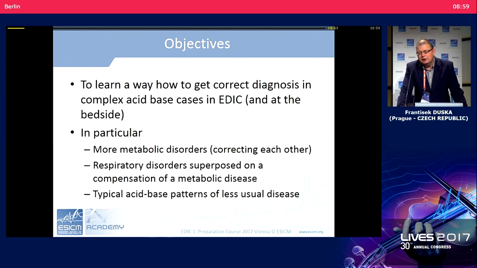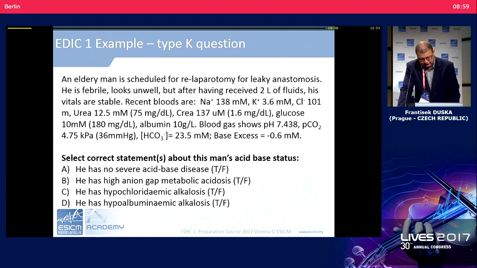Let's have a look at how we can distinguish combined disorders in acid-base patterns. Some questions were bread and butter, simple, straightforward answers, DKA and these things. But those that can perhaps distinguish between a very good candidate and an excellent one were about combined disorders. So I'll start with a type K question.